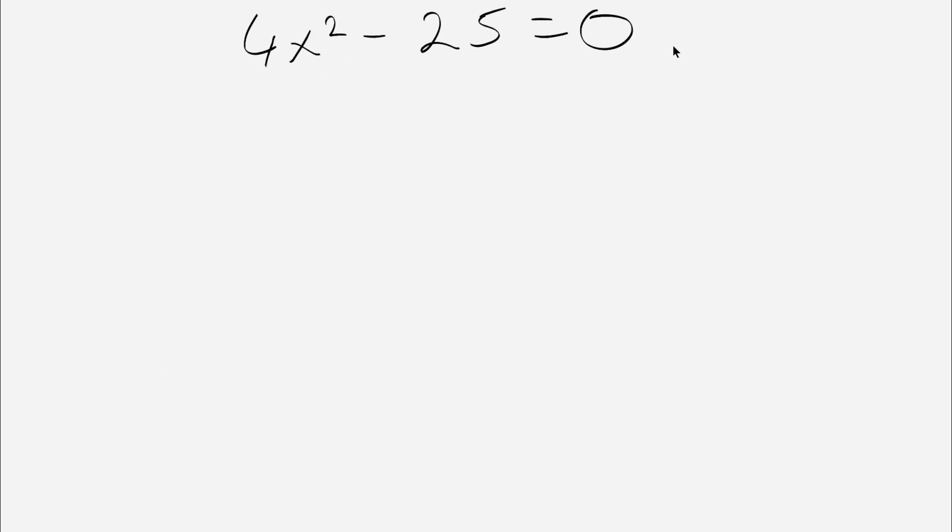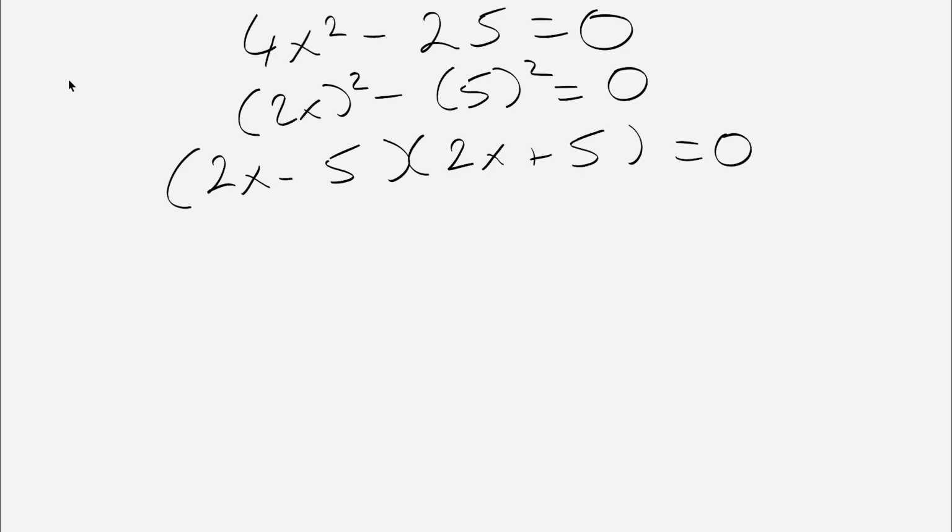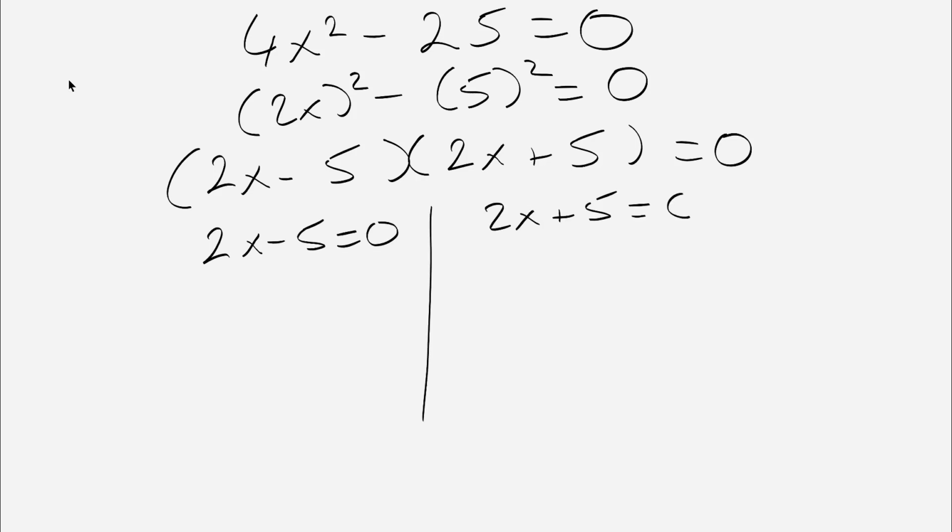4x squared minus 25 is equal to 0. So once again, I realize I have the x squared, I have the number, I'm missing the x in the middle, so this is difference of two squares. So I will call this 2x to be squared minus 5 to be squared is equal to 0, and then I factorize it using my difference of two squares technique. 2x minus 5, 2x plus 5 equals 0. And same again, either 2x minus 5 will be 0, or else 2x plus 5 will be 0.